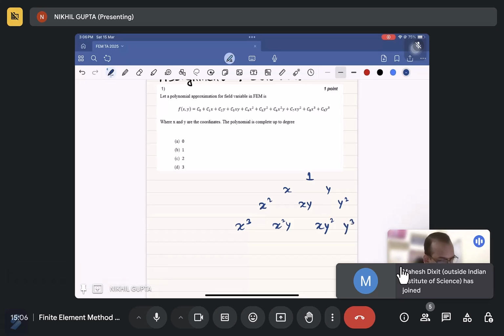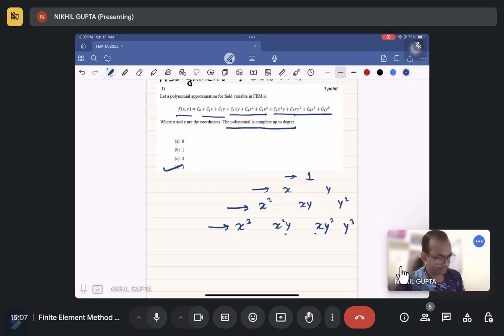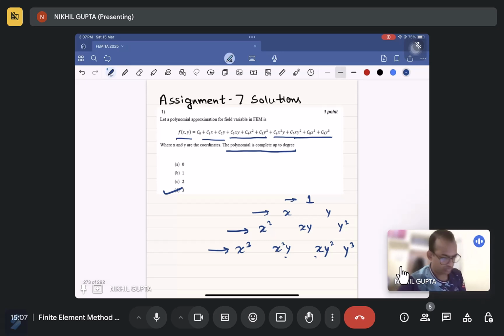When we see the f(x,y) which is given, it contains c naught, so this line is covered. x and y both are covered, so this line is covered. xy, x square and y square are there, so this is also covered. In the cubic terms, x square y is there, these two are there, and these both are there, so all these are covered. So we can say the polynomial is complete up to degree 3. I discussed this same question in the last class, so I hope you didn't face any difficulty in solving it.